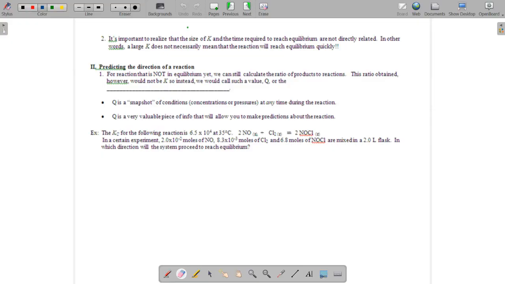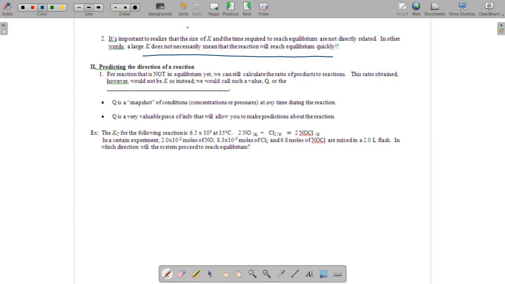Here's the key. Big K means that the reaction is going to go in a forward direction, that it is product favored. Little k that we talk about in kinetics is not the same thing. A big capital K does not mean that it's going to happen quickly. It doesn't say anything about the time it takes to get the reaction to go in the forward direction. So a large K does not necessarily mean that the reaction will reach equilibrium quickly. It just means that it will go in the forward direction.